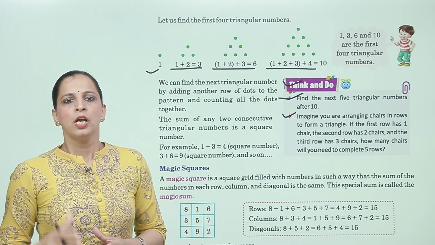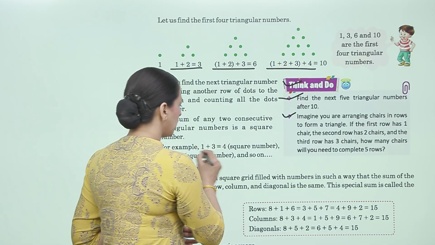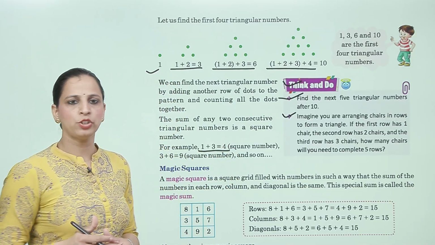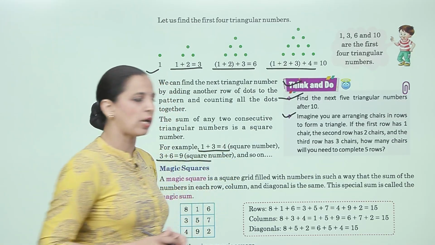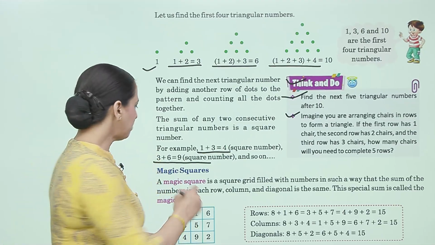Now for example, 1 plus 3 is equal to 4, that is a square number. 3 plus 6 is equal to 9, that is a square number, and so on. Now next is magic square.